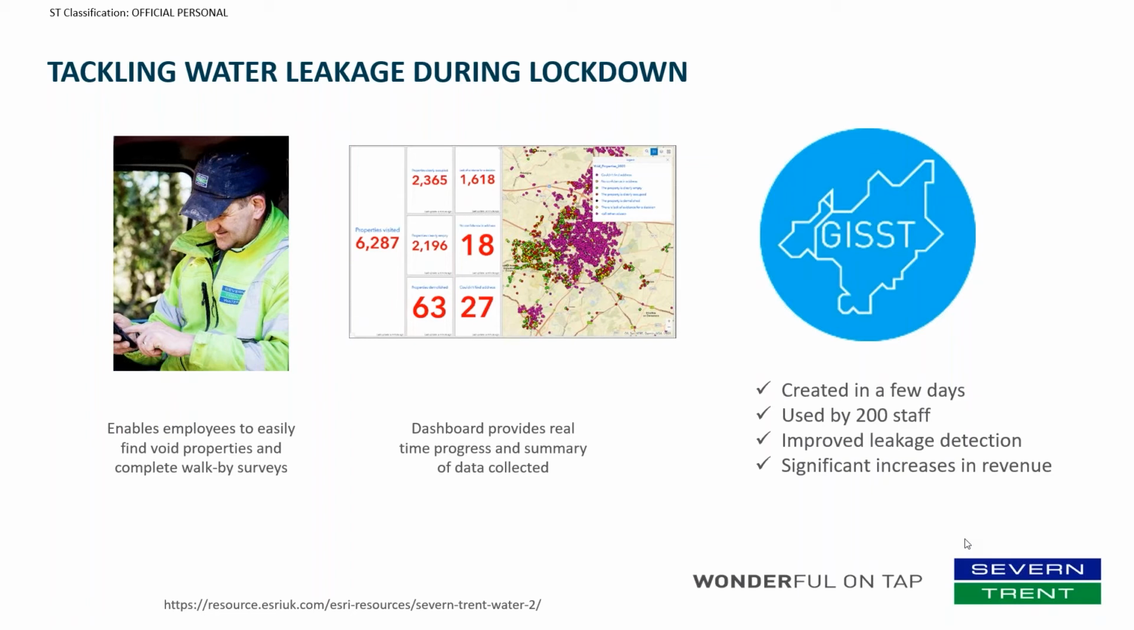So we gave Collector to employees who are stuck at home but needing to get some exercise to find void properties. In the centre is the usual sort of dashboard, and on the right hand side are the benefits that we're going to come to. So just to explain, that big blue circle is the way in which we badge everything GIS in Severn Trent. We call it GIST. So if Laura or I inadvertently talk about GIST, it's not a typo or mispronunciation, it's just our badge for ArcGIS products.